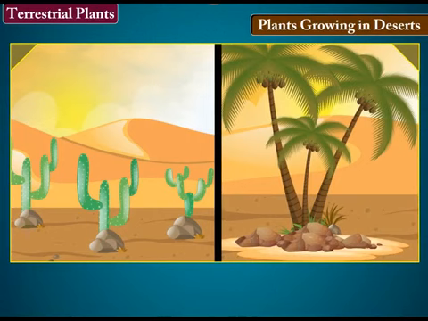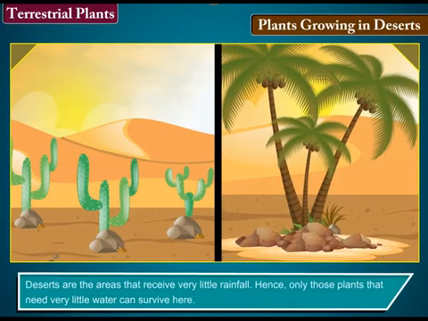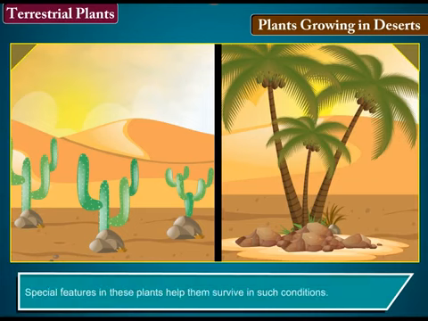Plants growing in deserts. Deserts are the areas that receive very little rainfall. Hence, only those plants that need very little water can survive here. Special features in these plants help them survive in such conditions.